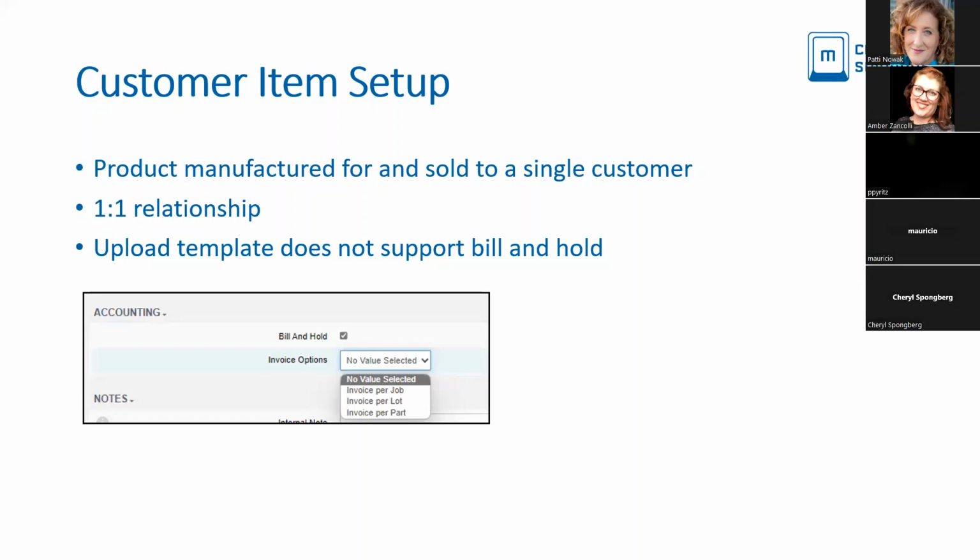So I made that all sound pretty easy, but there are some limitations to Bill and Hold functionality. Bill and Hold, again, supports only items sold to a single customer. So products manufactured for and sold to a single customer require that one-to-one relationship of internal part to customer part. If you use uploads for your customer items, you'll need to go in manually to enable them for Bill and Hold. This, again, would be a great suggestion for the exchange. And if you put it out there, we'll vote it up.